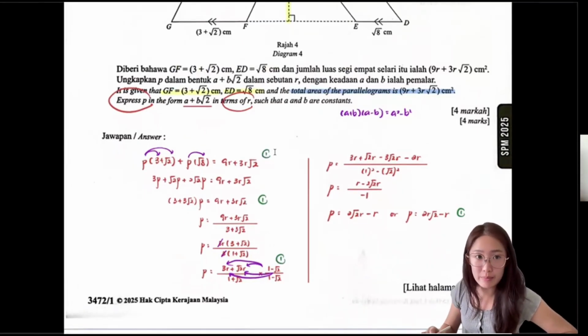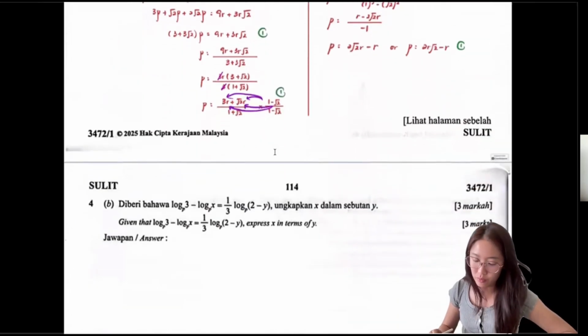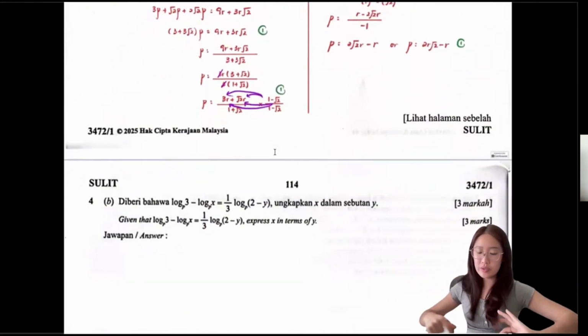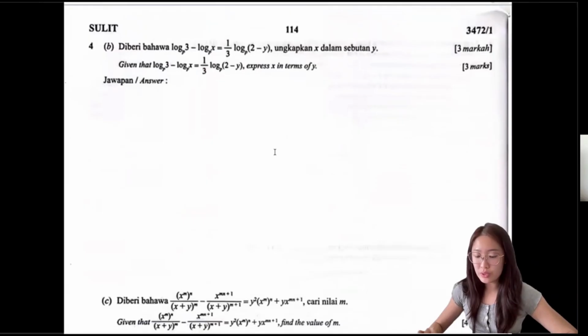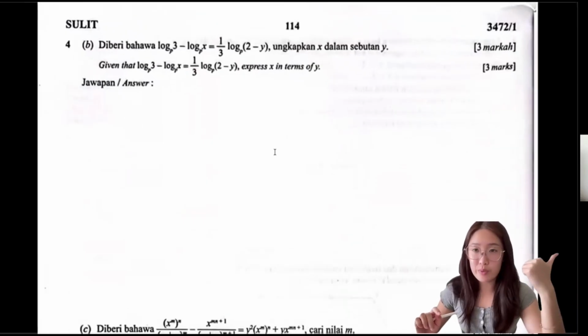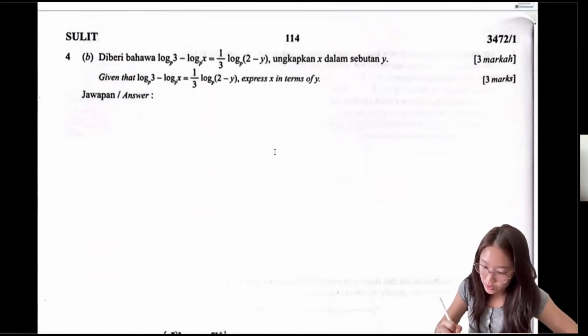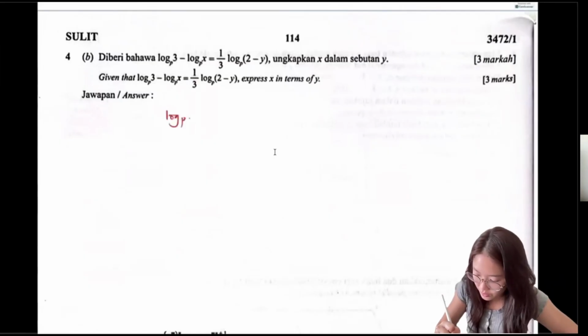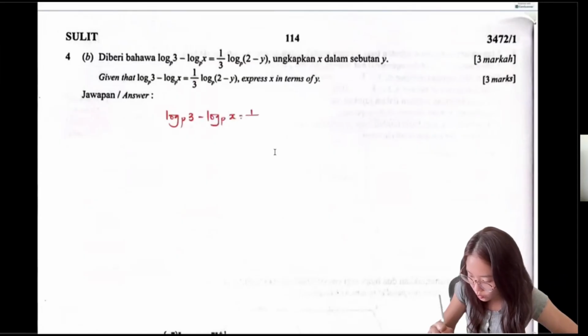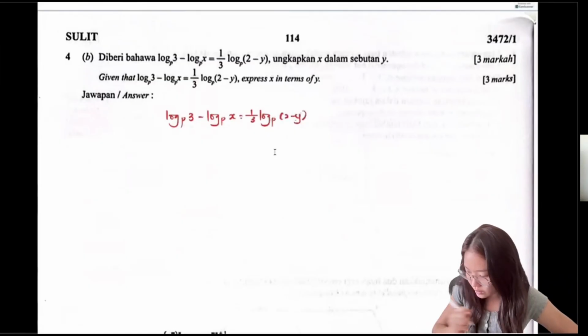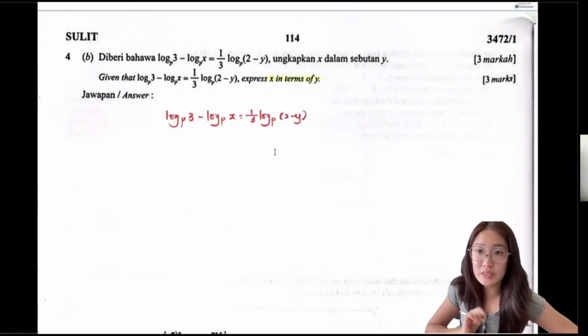Okay, next one, number 4B. Number 4B is your logarithms. Logarithms, you must remember the rules. For your logarithm, you have product rule, you have quotient rule, you have power rule. All right, so first, I'll copy down the question first. Log base P 3 minus log base P x equals to 1 over 3 log base P 2 minus y. Express x in terms of y. X become subject. In your answer, you have y.